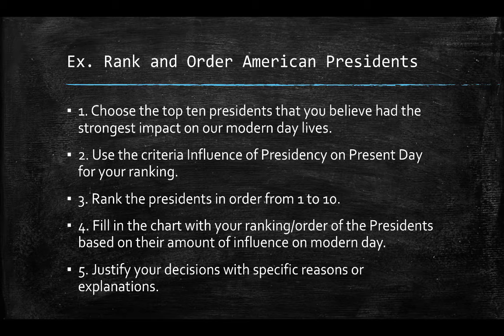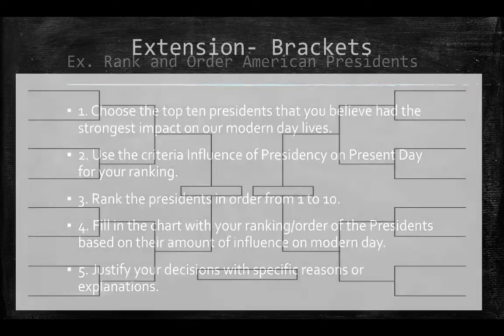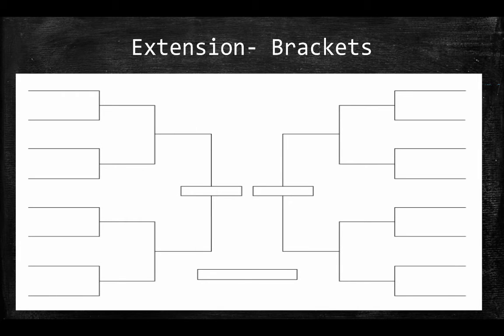And before we summarize, I wanted to give you an example of one that I thought went really, really well with my class. So I got students to choose the top 10 presidents, and my criteria was present day influence. So it wasn't good president, bad president, favorite president. It was level of modern day influence. So like I said, 1 to 10. They filled out the chart, and they had to justify their reasons. So this was pretty cool. And my extension was I turned it into a bracket setup. So you can use this ranking and order strategy to take it to a different strategy that is doing something similar, but also something different at the same time.